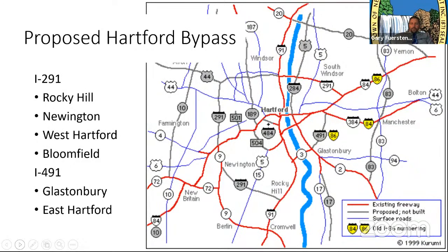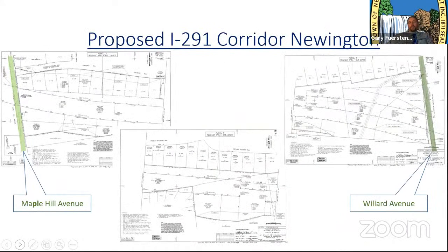Here is more detail of the Hartford bypasses. Interstate 291 was proposed to start in Rocky Hill, run through Newington, extend up north through West Hartford and Bloomfield, and tie into the existing 291 expressway. I-491 was an extension of Route 3, crossing the Connecticut River, passing through Glastonbury and East Hartford. Again, obviously, many of those expressways were not built, but some were.